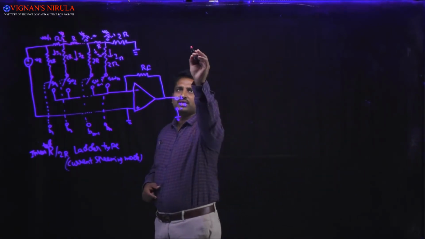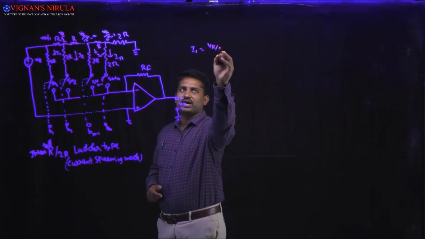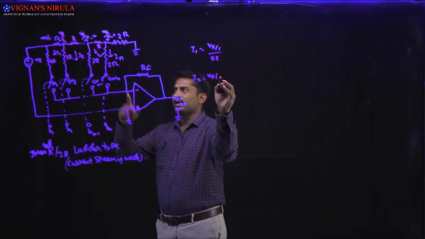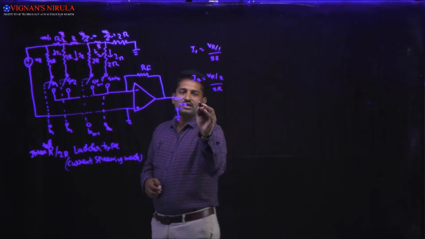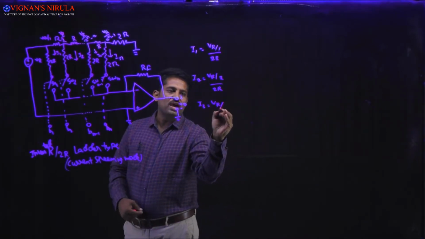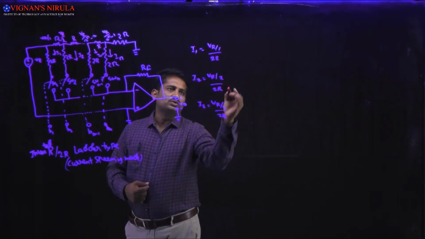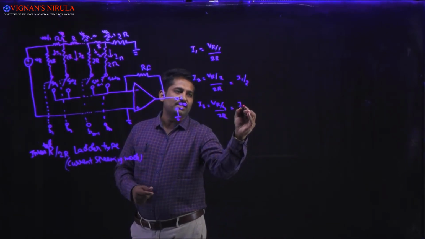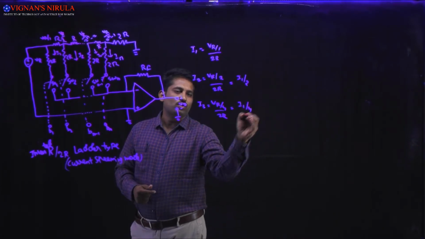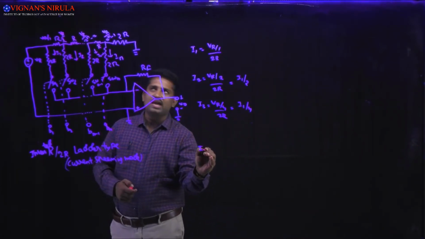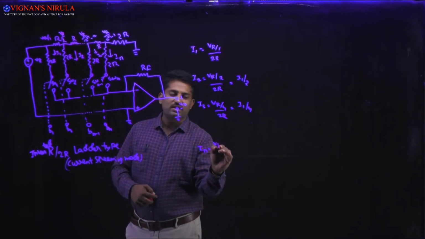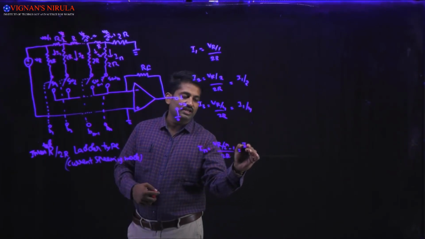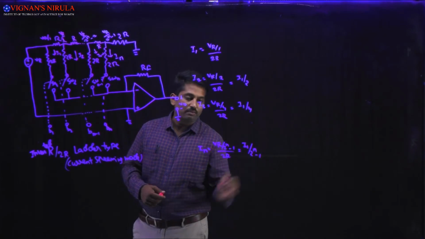So I1 will be equal to VR by 1 divided by 2R, and I2 will be equal to VR by 2 divided by 2R, and I3 will be equal to VR by 4 divided by 2R. So this we can rewrite as I1 divided by 2, and this we can rewrite as I1 divided by 4. Like that we can rewrite IN as VR divided by 2 power n minus 1 divided by 2R. So we can rewrite it as I1 divided by 2 power n minus 1.